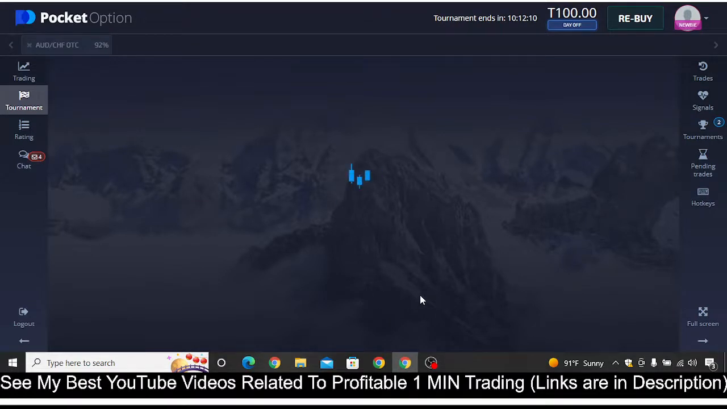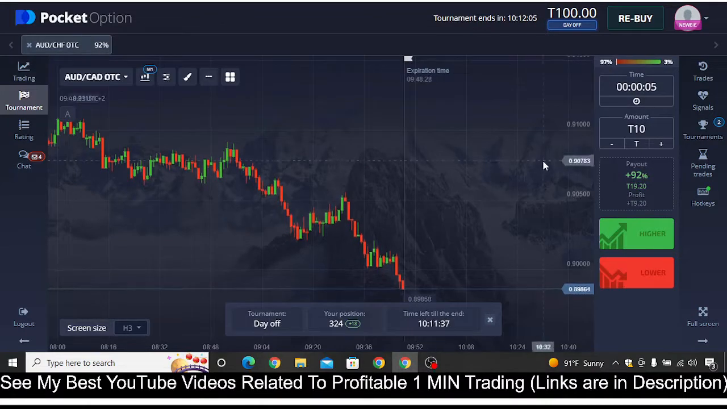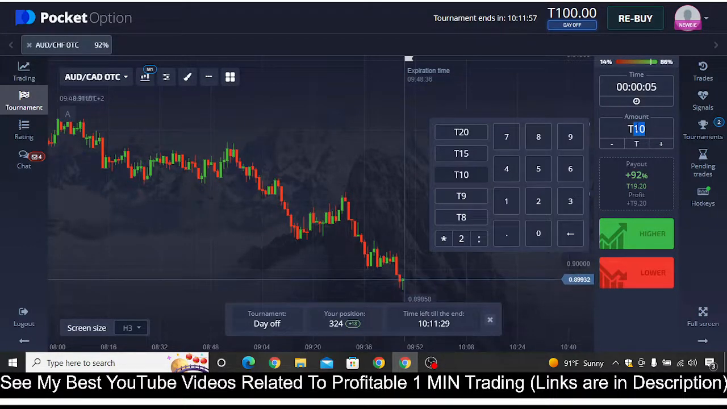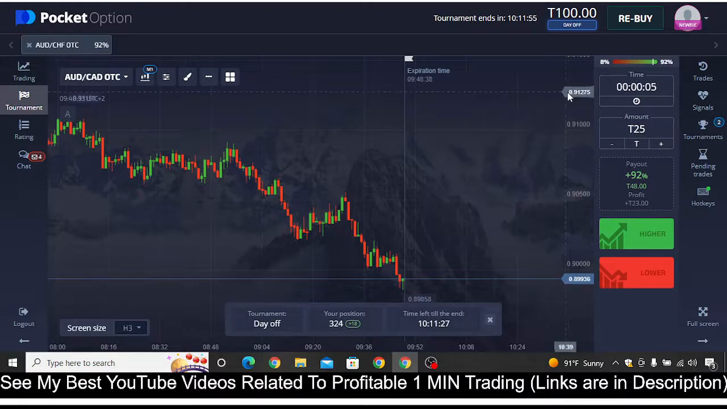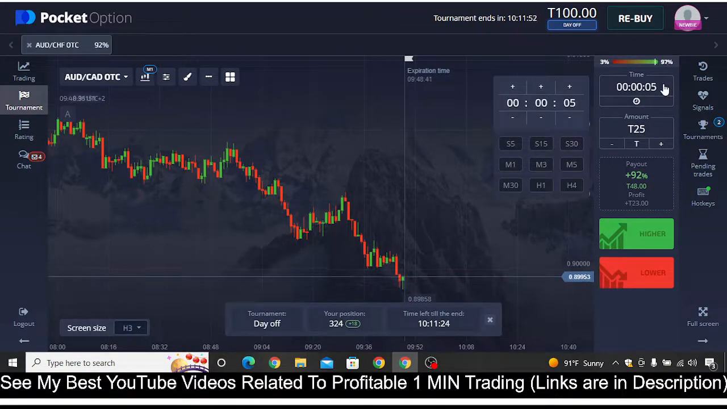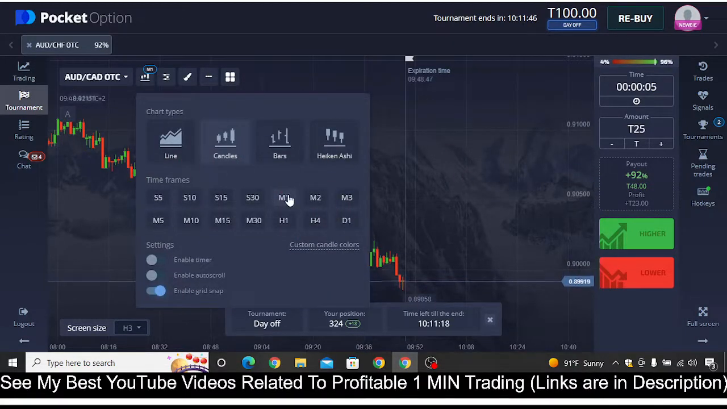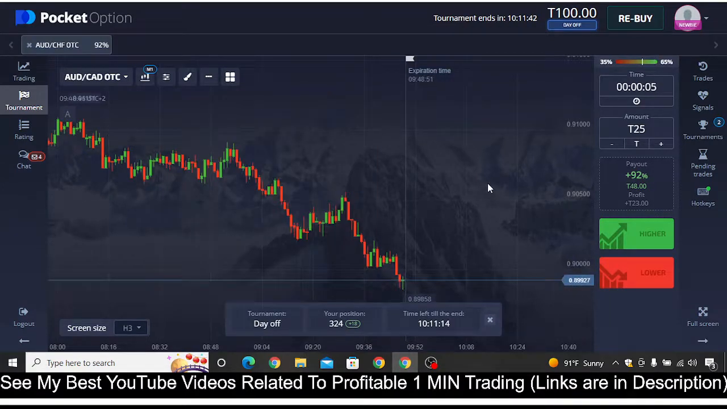So let it load first. Okay, so the chart has been loaded. Now what you need to understand is the money management. You can see we have $100 here, so we will be investing it in 4 parts, $25 each time. The expiration time would be extremely fast, that is 5 seconds. And the candle should be of 1 minute. Always remember: Japanese candlestick and 1 minute.